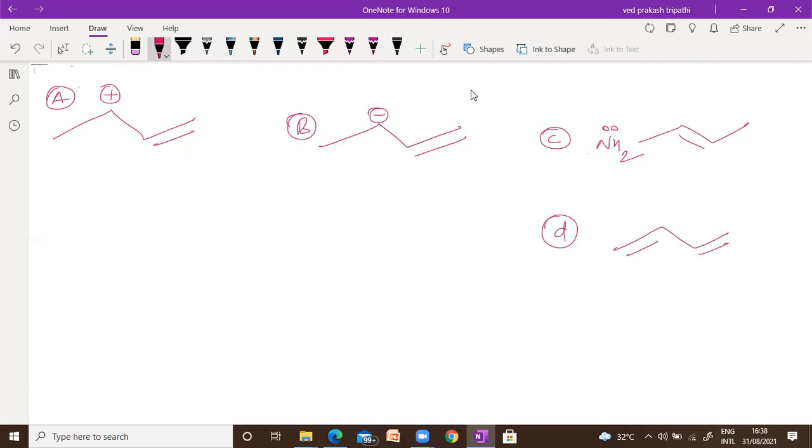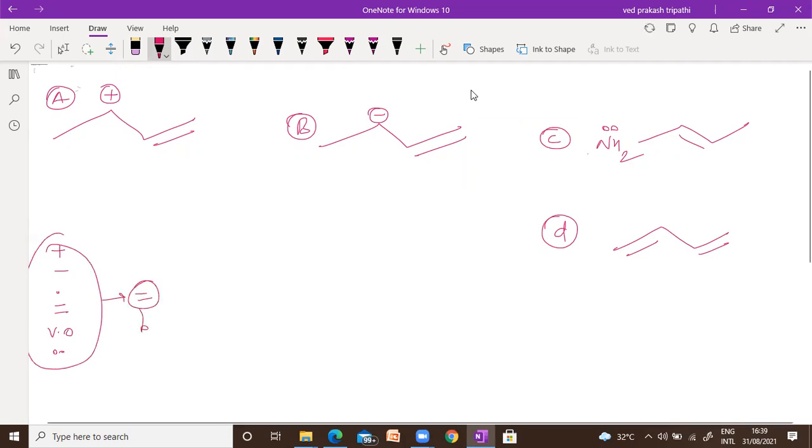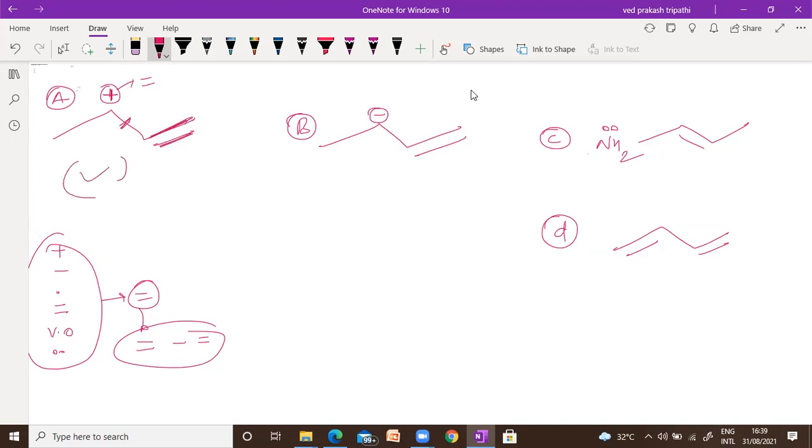Okay, I told you that positive charge, negative charge, radical, double bond, vacant orbital, and lone pair — whenever any of these is present, you can assume it as a double bond and check for double, single, double. So this is a positive charge. You can assume positive as a double. So double, single, and again double is coming. It means A will show resonance.